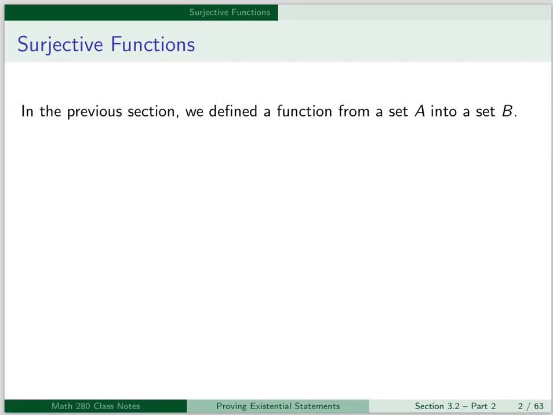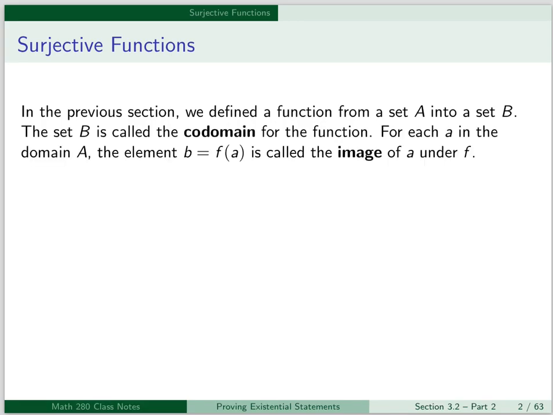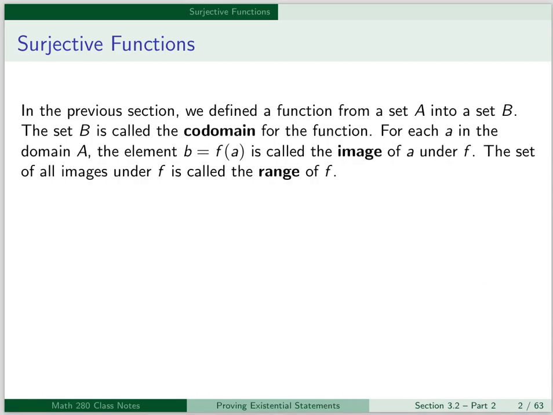In the previous section, we defined a function from a set A into a set B. The set B is called the codomain for the function. For each element a in the domain A, the element b equals f of a is called the image of a under f. The set of all images under f is called the range of the function f.